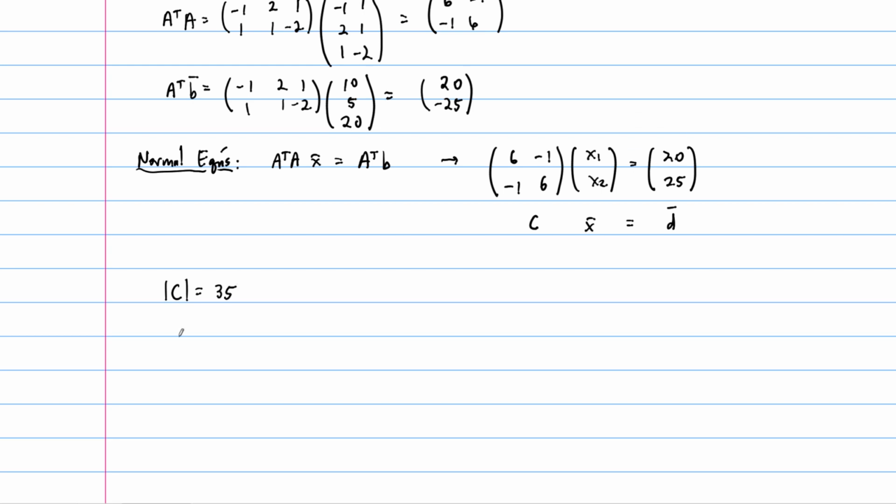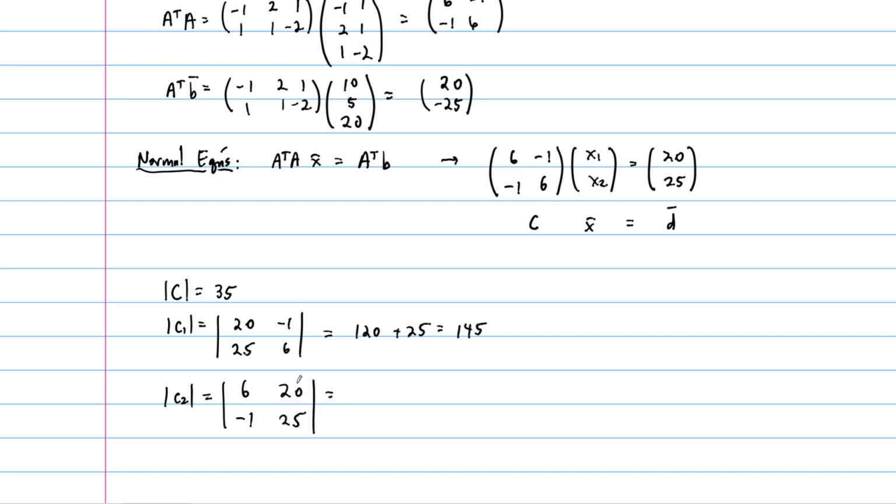And then we need to find the determinants of C1 and C2. So for the determinant of C1, we replace the first column by 20, -25, keep the second column the same, and then take this determinant. So this is going to be 120 minus 25, which gives 145. And then C2, same deal: 6, -1, 20, -25. This one's going to be -150 plus 20, so this is 170.